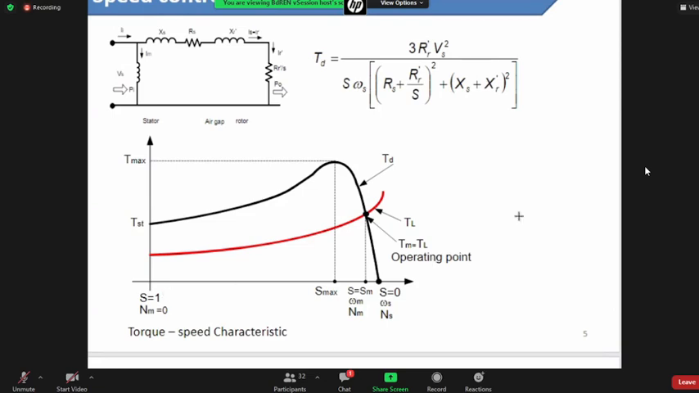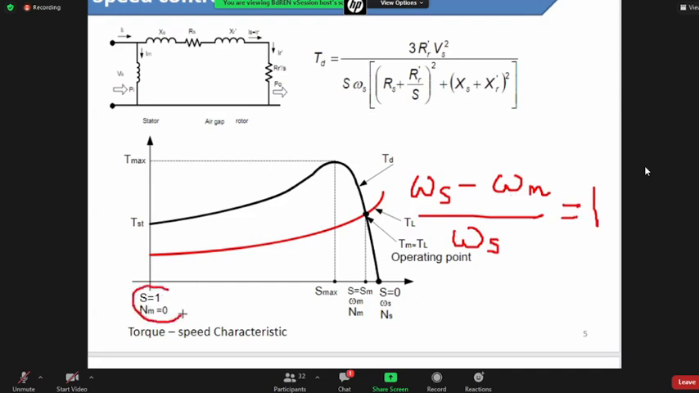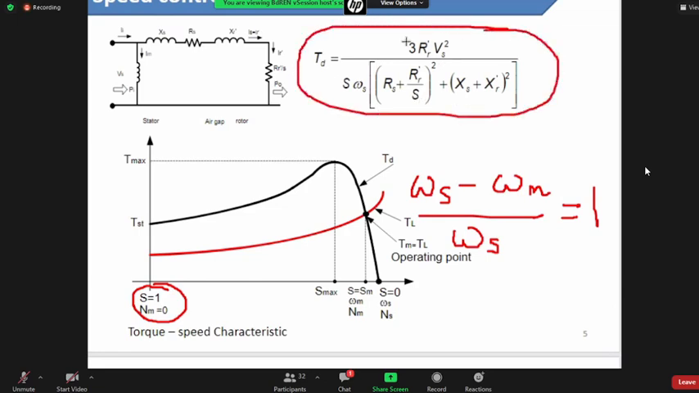Now, for an induction motor, you can see that initially the omega m, or the mechanical speed, or the speed of the rotor, is 0. If it is initially 0, then when you count the slip at the initial condition, the slip should be equal to 1, because initially your omega m was 0. So we are right at this point where the rotor speed is 0, and the slip is actually 1. If my slip is 1, I put s equal to 1 in this expression, and you will find a certain value of Td.